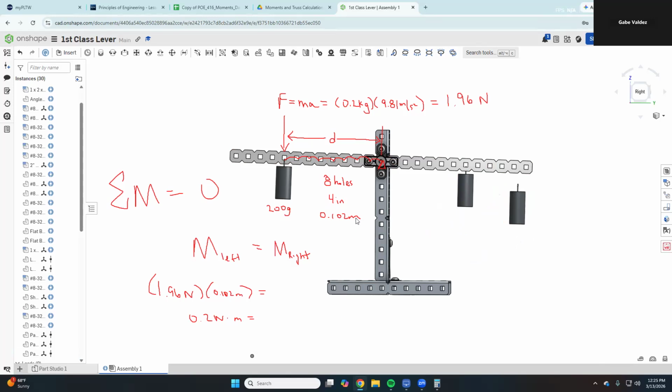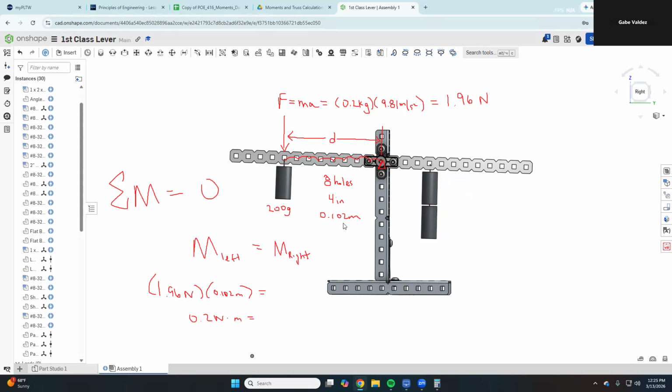But what happens if my mass was twice as much? So let's suppose I hooked both of these together. Well, that means my mass is twice as much, my force is twice as much. So in order for this to balance out, I need to have this half the distance. And so only 1, 2, 3, 4 holes away. Because what will happen is my force will double. In order to get this moment to balance out with the moment on the right, then I have to decrease my distance by half, since my force increased by two times.